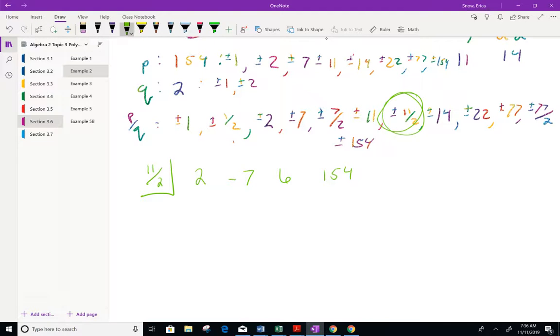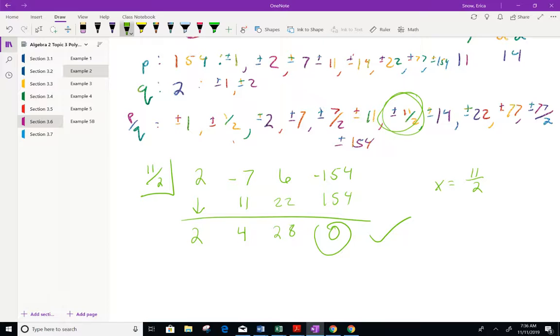So we're going to pull down 2. That gives us 11. Oh, and that should be negative 154. 4 times 11/2 is 22. That's 28. 28 times 11/2 is positive 154, and there's our remainder of 0. So our x has to be 11 halves.